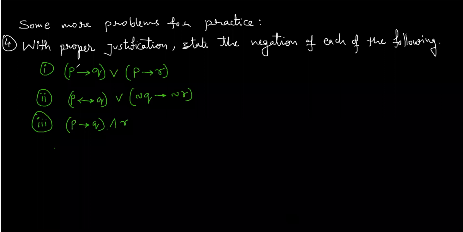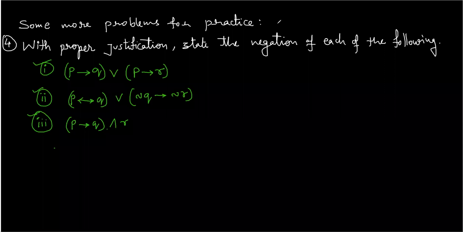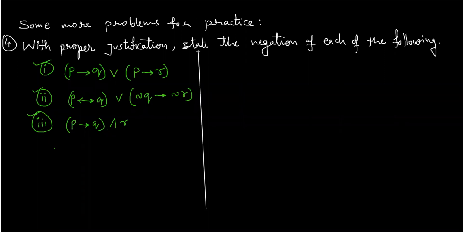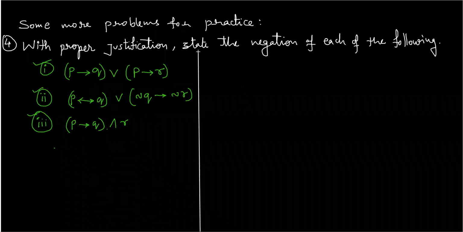Here we have few more practice problems. The question goes as follows. With the proper justification, state the negation of each of the following. So there are three compound statements. We have to write negation of each one of them, and we also have to give the proper justification. Now, what is the meaning of giving proper justification? That I will explain to you while solving. So from these three, I'll do one thing. I will solve the second one. So let me write the answer for the second one.